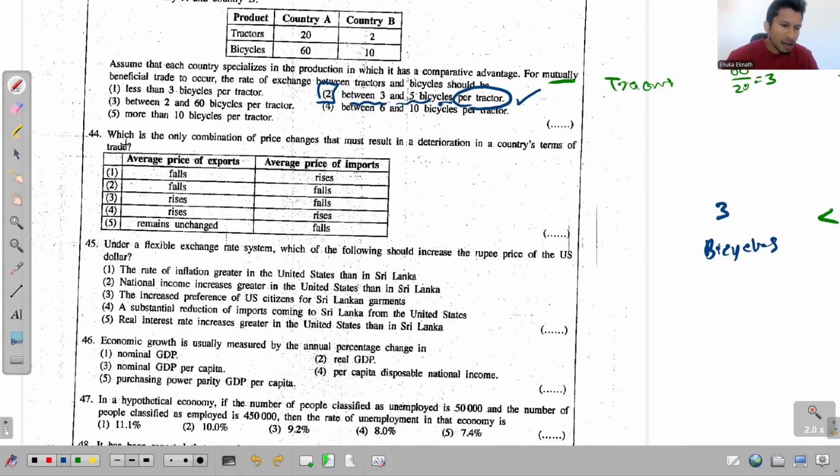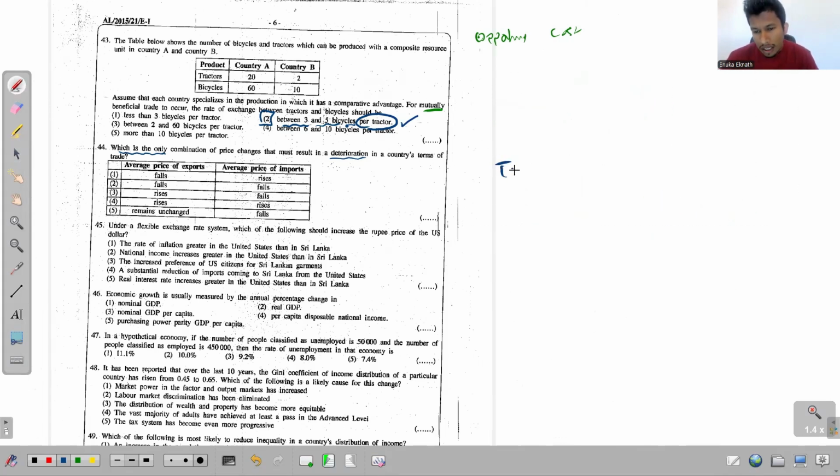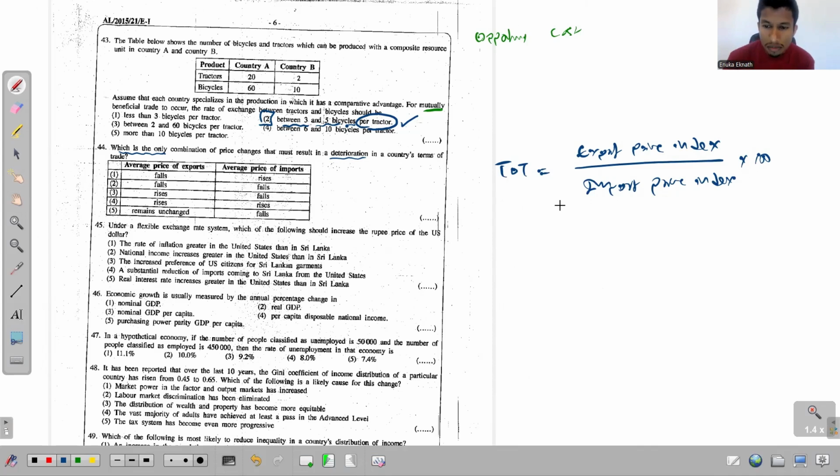Now 44, it says which is the only combination of price changes that must result in a deterioration of a country's terms of trade. All right, so if you remember the equation for calculating terms of trade, what's that equation? Terms of trade is equal to export price index divided by import price index, and we multiply this by 100. So this is the equation of calculating terms of trade.